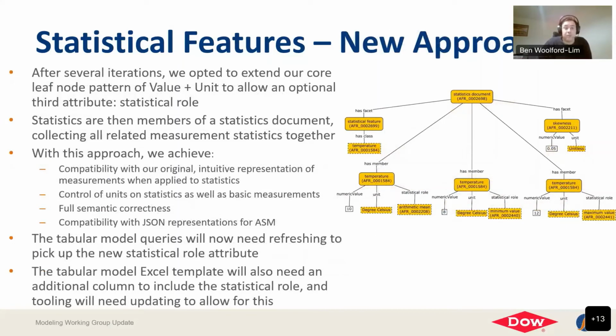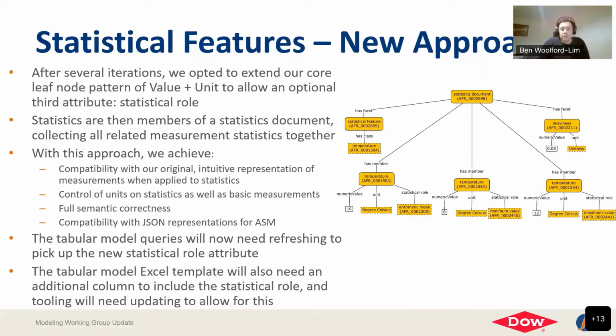We've gone through a few iterations, and the latest approach that we have opted to take is to extend the core leaf node pattern of this value and unit, which any of you who have used our tabular graph or simple models will have seen at some point. We're opting to extend this to allow an optional third attribute, which will be the statistical role.